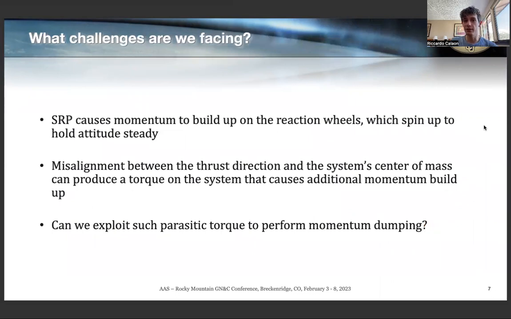So the challenges that we're facing in this simulation are that SRP causes momentum to build up on the reaction wheels, which spin up to hold attitude steady. Also, misalignment between the thrust direction and the system center of mass can produce a torque on the system that can cause additional momentum buildup. So the question that we're asking ourselves is, can we exploit such torque due to the misalignment with the system center of mass to perform momentum dumping and counteract the effects of solar radiation pressure?